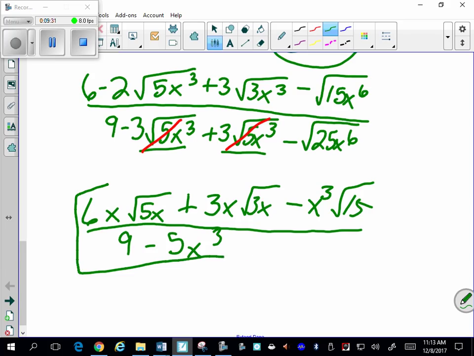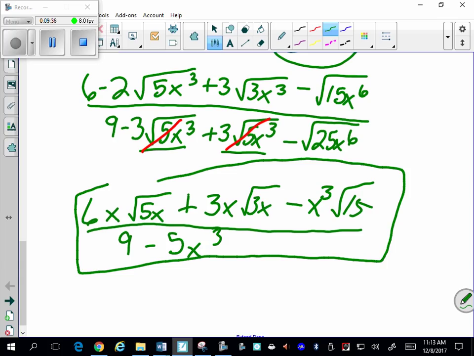The reason why it's the answer is because look at the denominator. The denominator, 9 minus 5x to the third. No square roots, no radicals left. So perfect. We're done. All right, thanks.